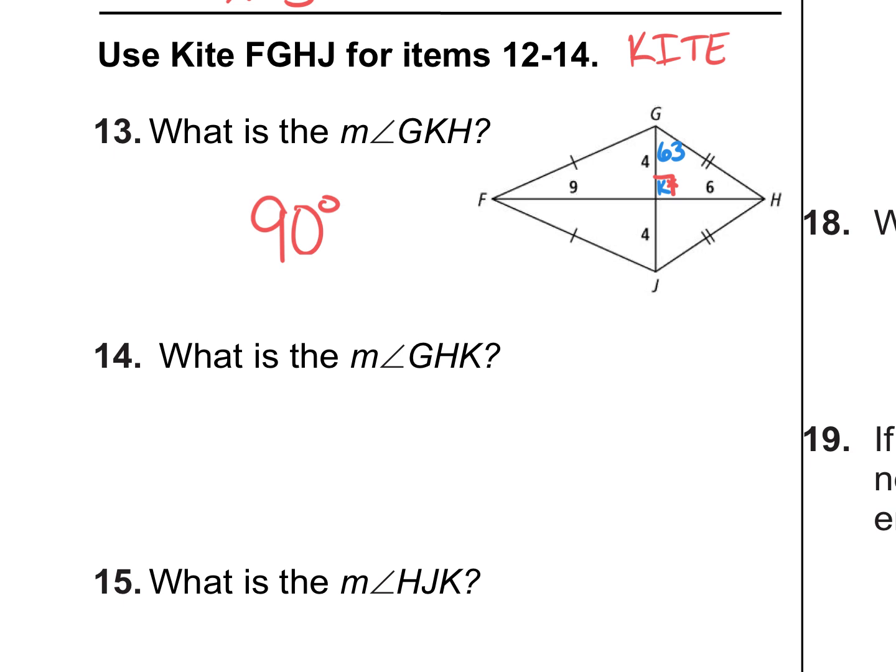Next one, it wants us to find GHK, this one right here. How can I find that? Right, if I know two angles, remember we always look for triangles. If I know two angles, how do I find the third? Yep. 63 plus 90 is 153. What do I do with 153? Take 180 minus 153, which is 27.